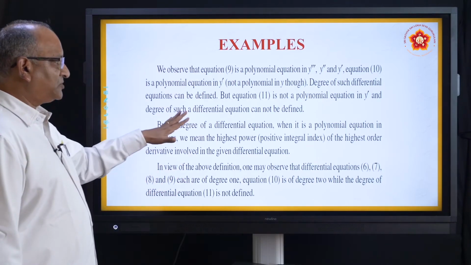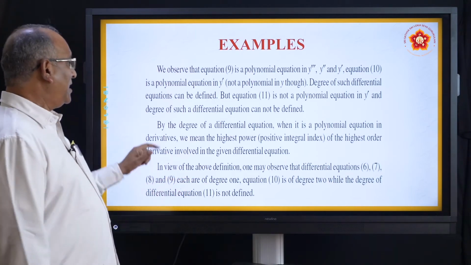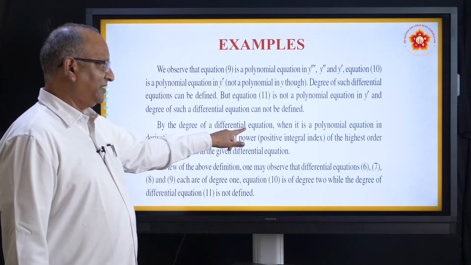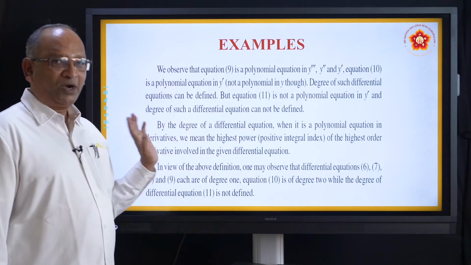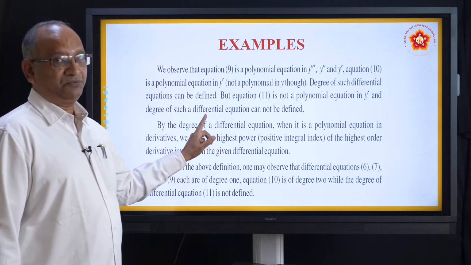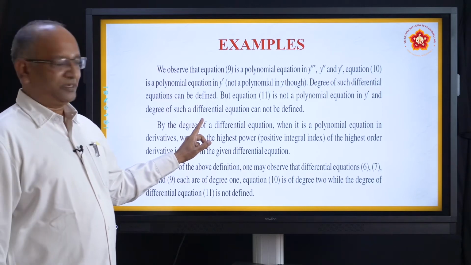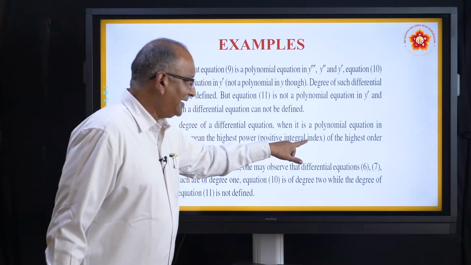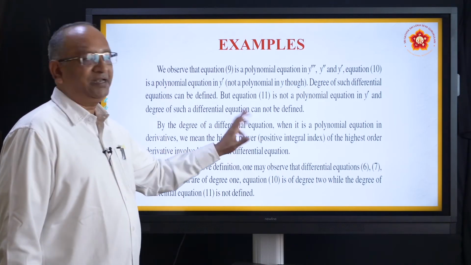But now he comes to the definition. Same definition which we have defined. What is it? By the degree of differential equation, when it is a polynomial equation in derivatives, we mean the highest power, remember positive, for order as well as degree, both are positive numbers. Positive integral index of the highest derivative involved in the given differential equation.